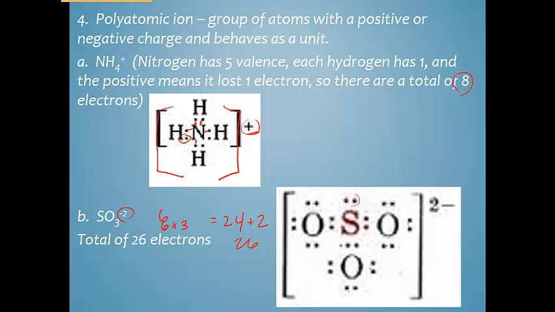Now again, sulfur and the 3 oxygens by themselves would only give you 24, so we need to again have those brackets there with the -2 on the outside that lets the scientists know that we actually had to add 2 more electrons in order for this to work.